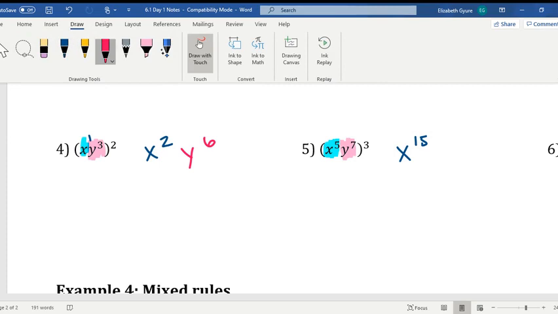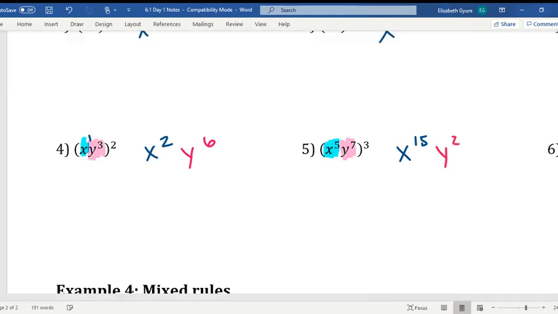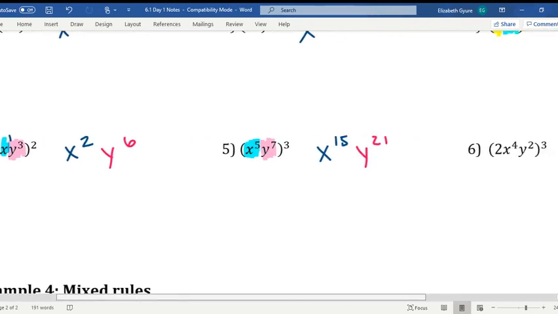Then take a look at your y's. We have y to the 7th to the 3rd. Somebody else, what's that going to become? 21. Y to the 21. Good. How do we feel about those two? I feel like when they just have letters, it's okay. Right? I feel like sometimes putting those other numbers in there makes it a little tricky.